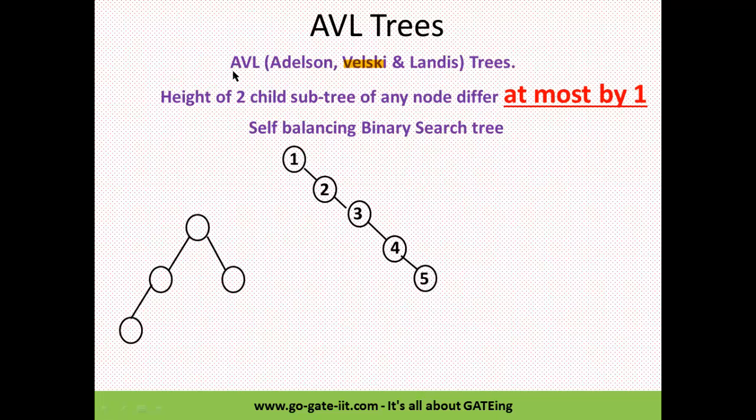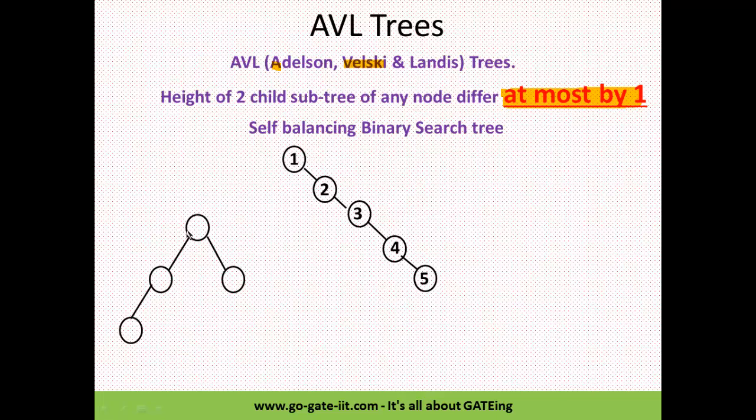The AVL tree is named after its inventors, A, V and L. The most important factor to be considered in the case of AVL trees is that the heights of the two child subtrees of any node differ by at most 1. This is very important to be considered, at most by 1. So what does this statement mean?